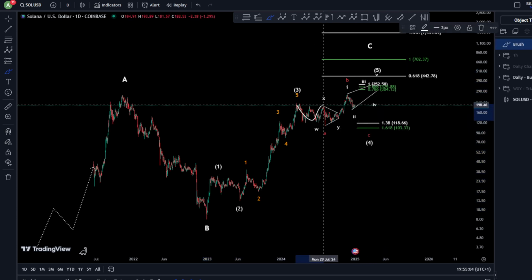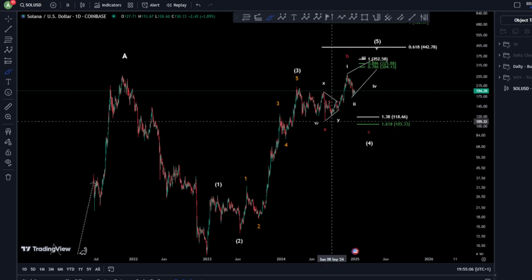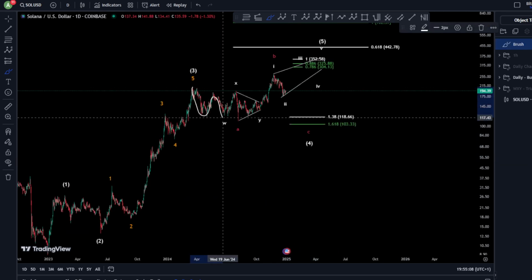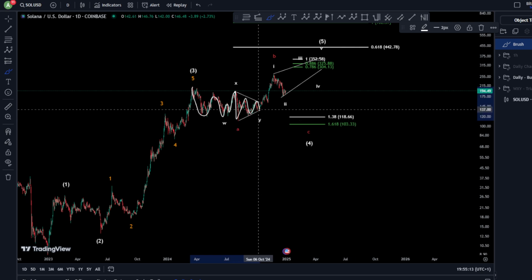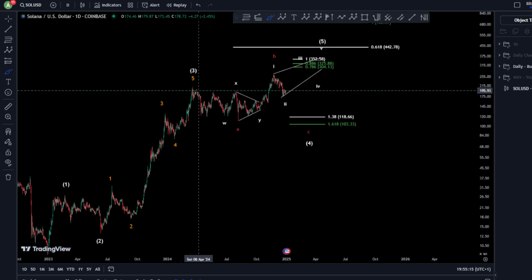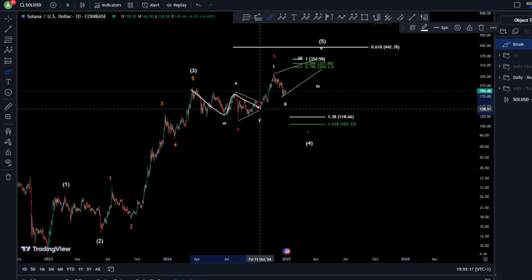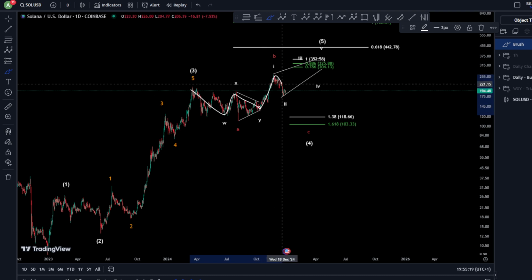After having a WXY, where your wave Y might be of course finished as a zigzag for a W, zigzag for an X, A, B, C, D, E for your wave Y here, and finishing kind of like three waves corrective and start to move impulsively toward the upside.